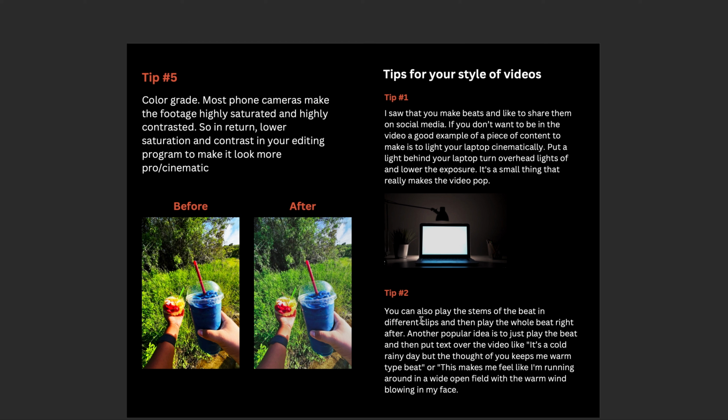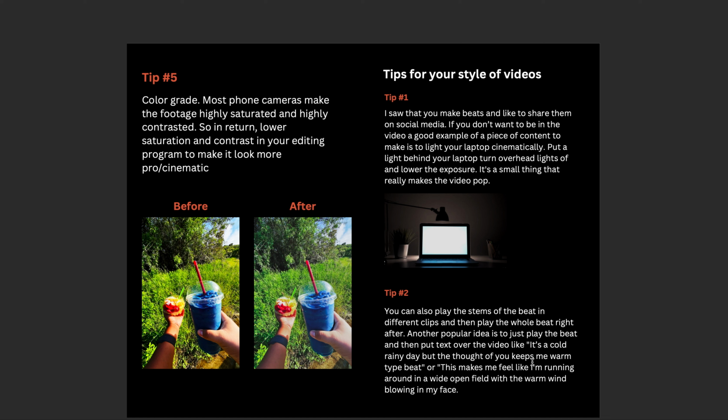Number 2, you can also play the stems of the beat in different clips and then play the whole beat right after. So you'll hear people go, oh, what if I do drums like, right? And then what if I do guitar like, do-do-do? And then you can do that and play those different stems, turn the solo toggles on and off, and then right after play the full beat.